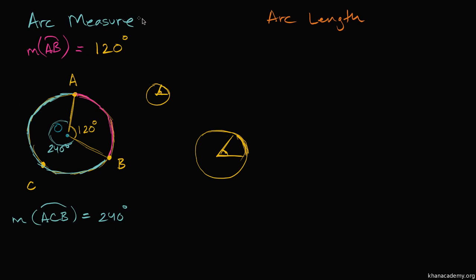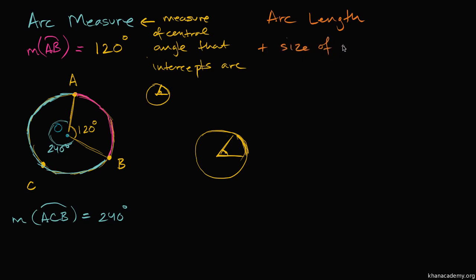So let me write this down. What's going to drive arc measure is the measure of the central angle that intercepts the arc. When you talk about arc length, yes, it's going to be dependent on the angle, but it's also going to be dependent on the size of the circle. You're actually talking about a length now. When you're talking about arc measure, here you're talking about a degree measure.